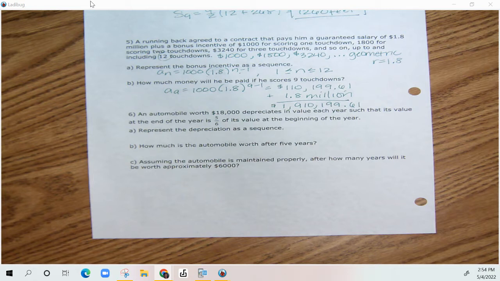All right, last question. An automobile worth $18,000 depreciates in value each year such that its value at the end of the year is 5/6 of its value at the beginning of the year. Beginning of the next year, I would say. Represent the depreciation as a sequence.